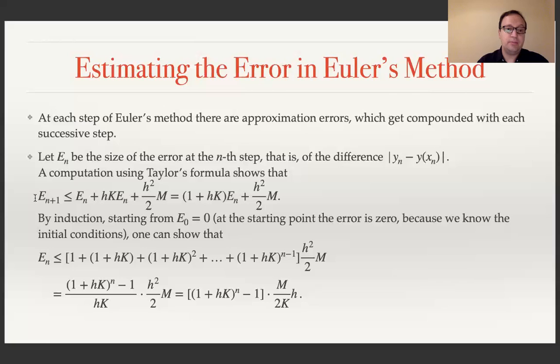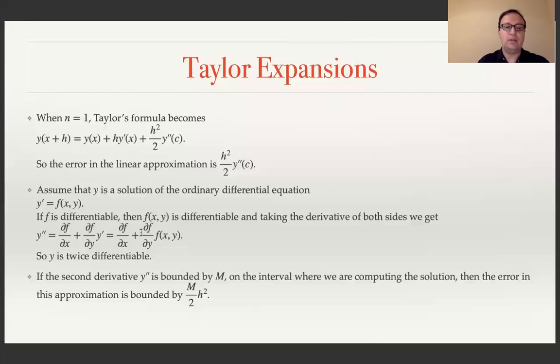A computation using Taylor's formula shows that the error at step n+1 is less than or equal to the error at step n plus h, which is the step size, times capital K, which is a constant that we use to bound the first order derivatives of f. So actually, K is a bound for partial f over partial y.